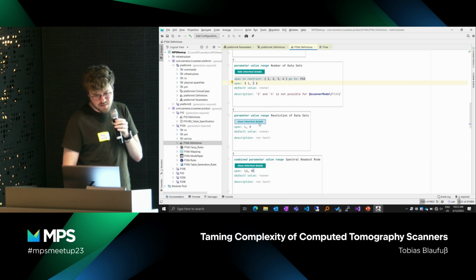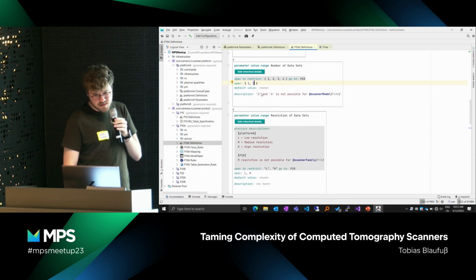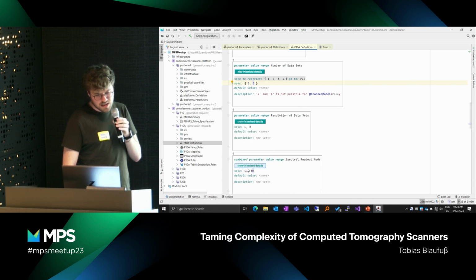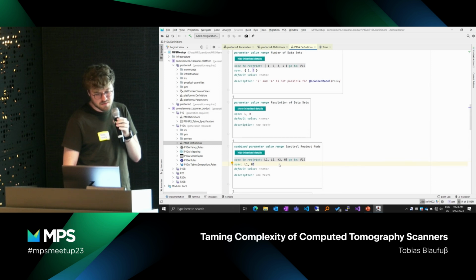For example, in this number data set, we said that on our lowest level, 2 and 4 are not possible for some reason. So this means indirectly we also restrict this mode here at the bottom, because one hierarchy up it was possible to define something like L2, H2, but if we remove 2 and 4, those are not possible and have to be removed.